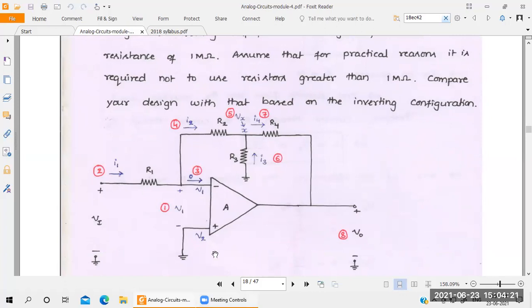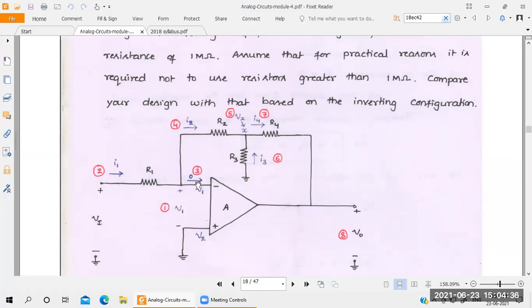First, you consider the inverting amplifier. Positive is connected to ground. Negative is connected to the source voltage, through the input resistance.